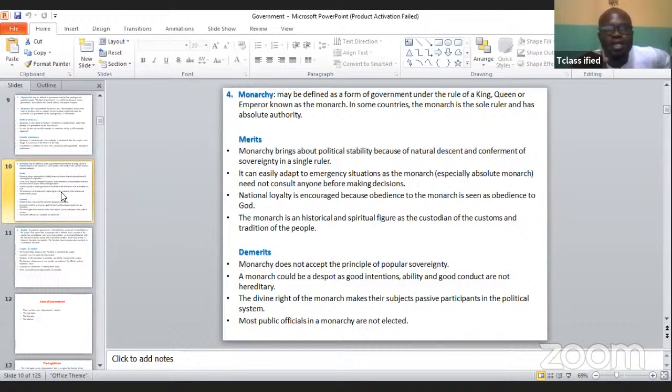Monarchy may be defined as a form of government under the rule of a king or queen or emperor, just like what we have in the United Kingdom in Britain, where the queen is the leader. So it is called as such, monarchy.